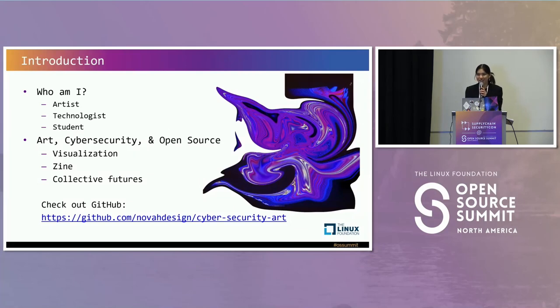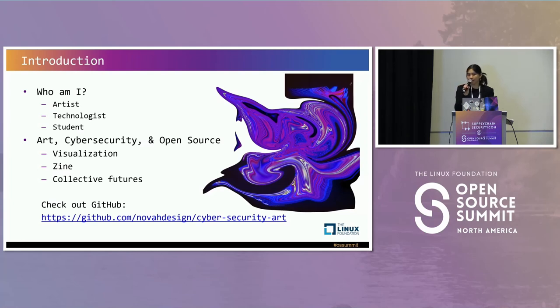A quick introduction. Hi, I'm Anova. I am currently a computer science and business student at the University of British Columbia. I'm also an artist and a technologist, which encompasses many things which we will get into soon. And I'd love to touch on three main topics: art, cybersecurity, and open source.